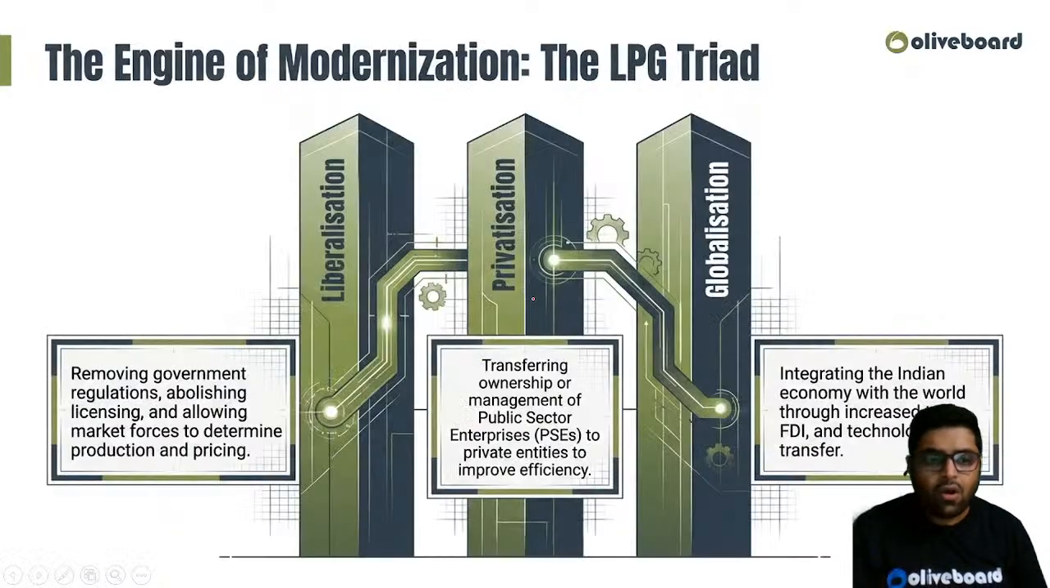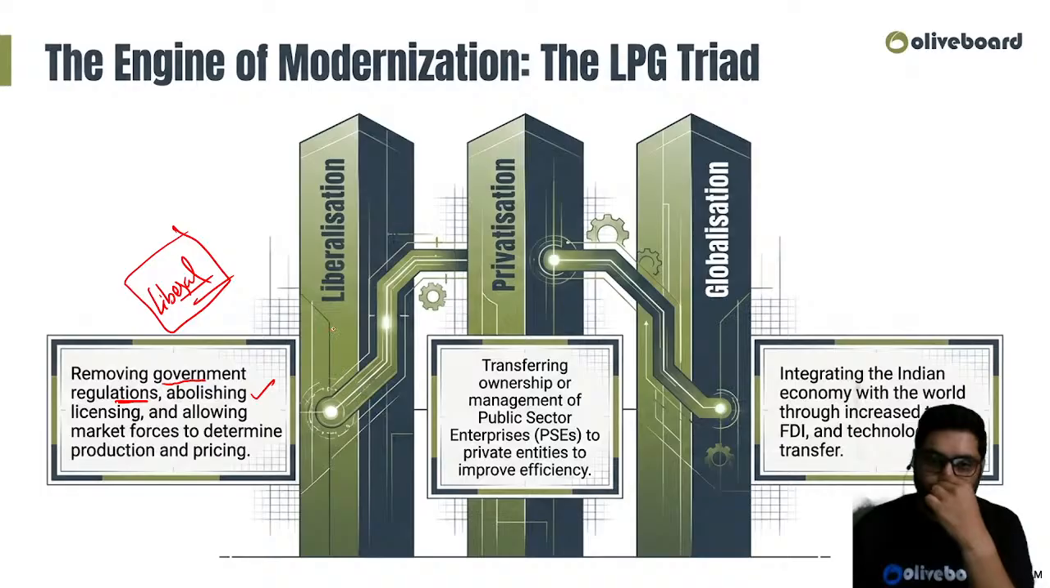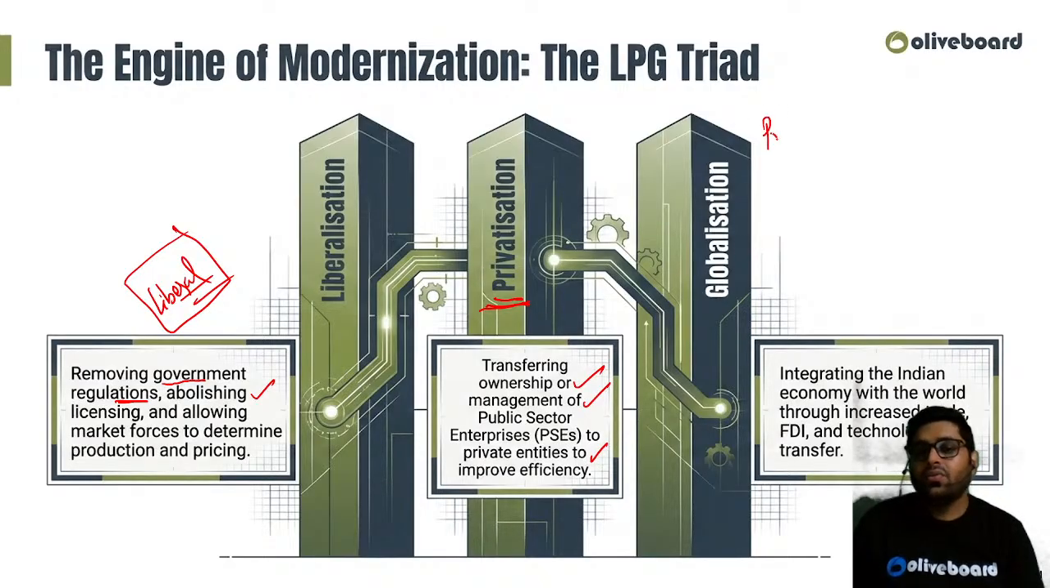Okay. Now, what were these reforms? LPG: the L means liberalization. It means removing government regulations, making the market more liberal, abolishing licensing, allowing market forces to operate and determine production and pricing, correct. So this was liberalization. It comes from the word liberal, making it more free. Next was privatization, transferring ownership or management of PSEs to private entities. Am I right? Correct?